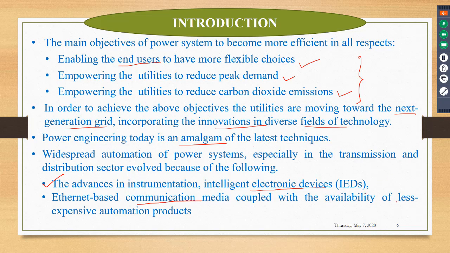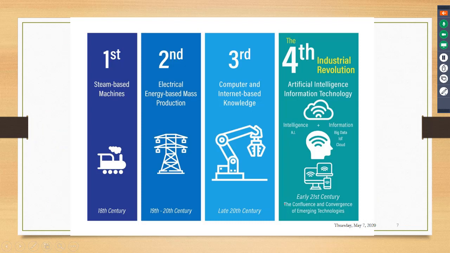So as the cost is decreasing day by day, less expensive automation products. So nowadays a lot of automation products are available at less price. And then the standardization of communication protocols, because of this standardization we can use different products from different companies and we can cope with that.